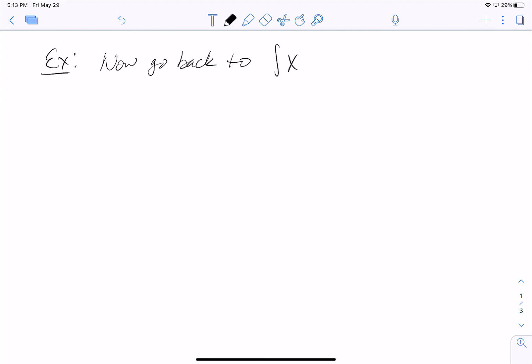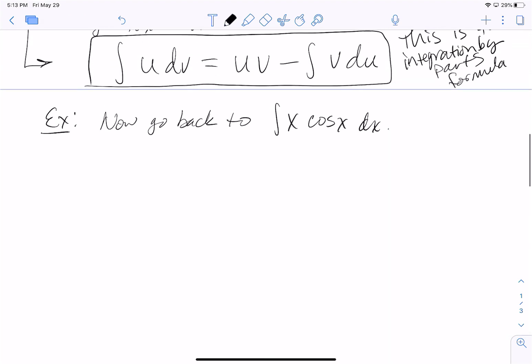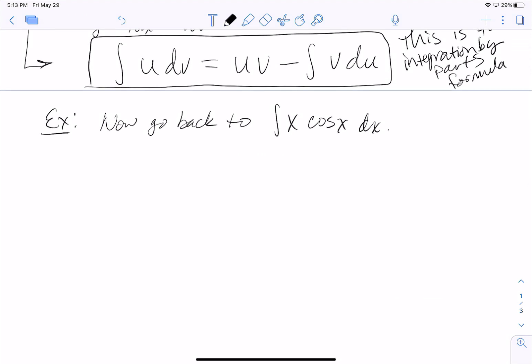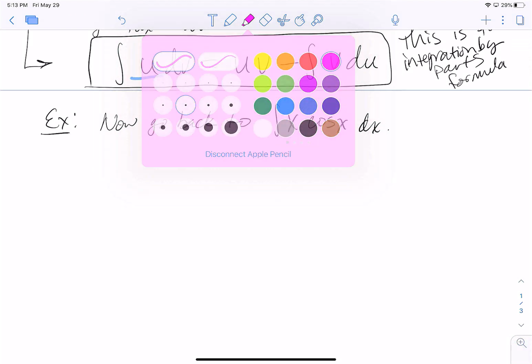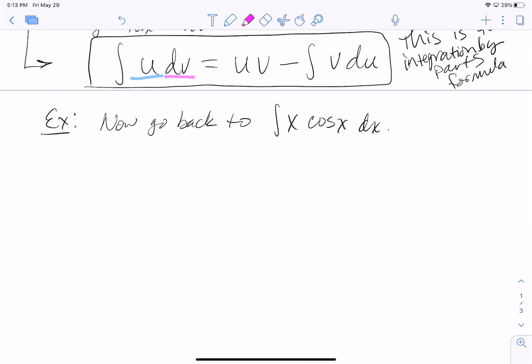Having seen that, let's go back to the function that I said we couldn't integrate using previous techniques. That would be the integral of x times the cosine of x dx. In order to see how we're going to use the integration by parts formula for this, let's talk about it a little bit. The integration by parts formula has the integral of u times dv, so that's a product of functions. And our task is going to be to identify one function as u and the other function as dv. We'll include the differential with dv, of course.